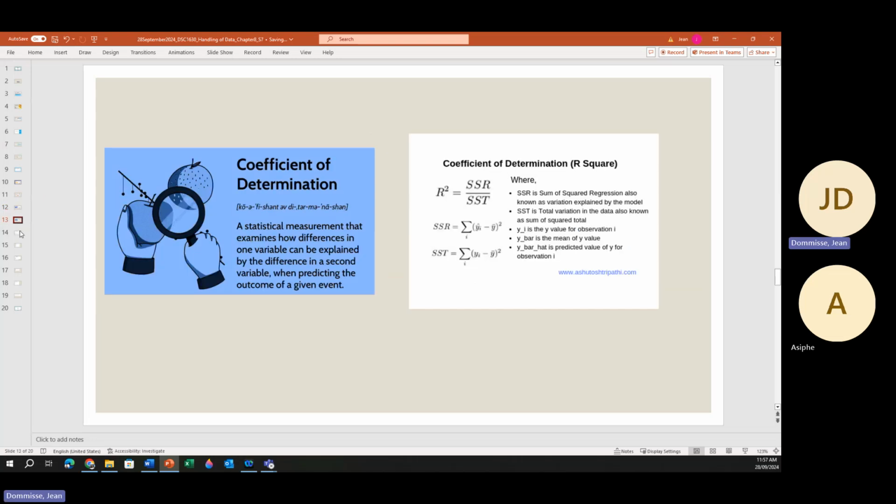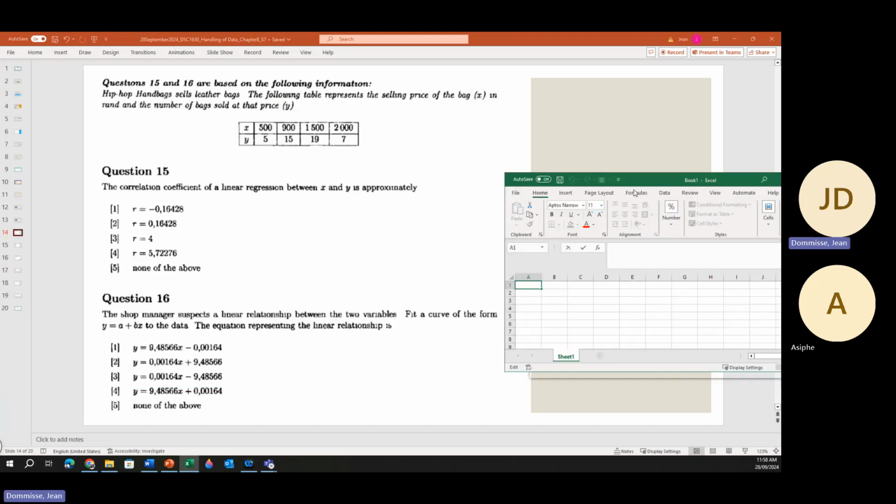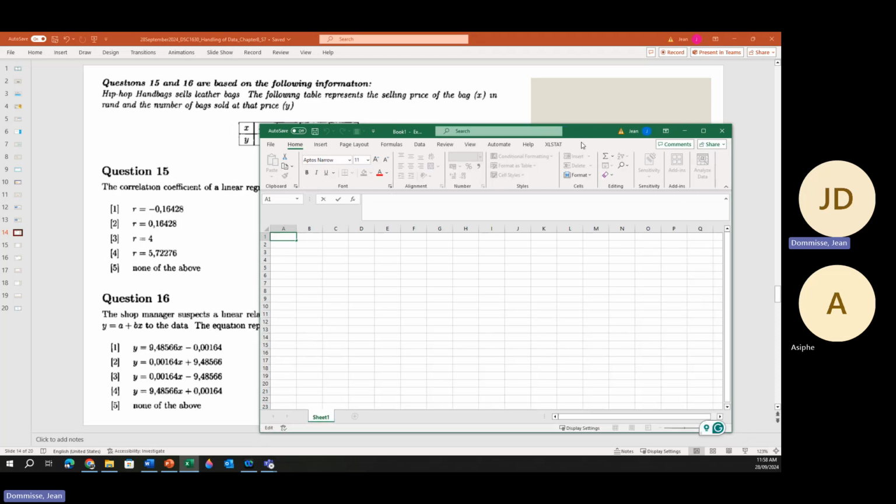Okay, so let's get into one of the examples, and this was from a previous exam paper. So let me show you how to use Excel in this instance. What is nice about Excel, it gives you a lot of functions that are built in.